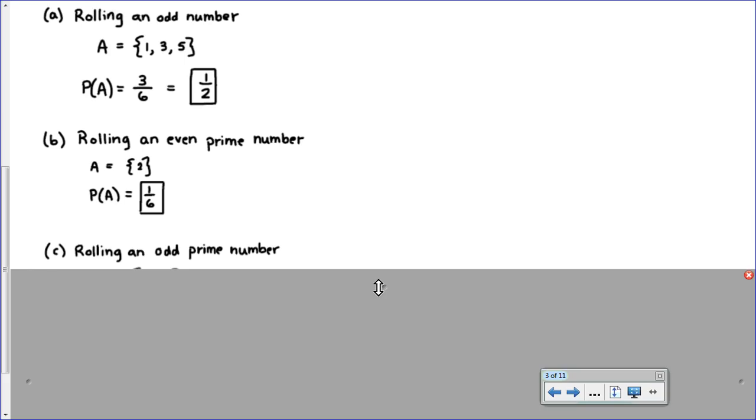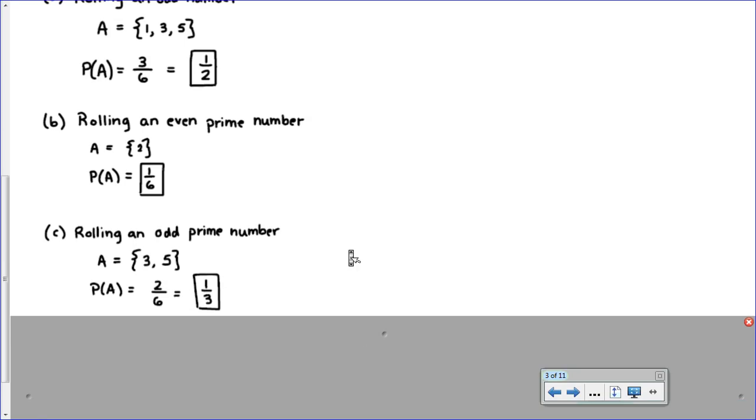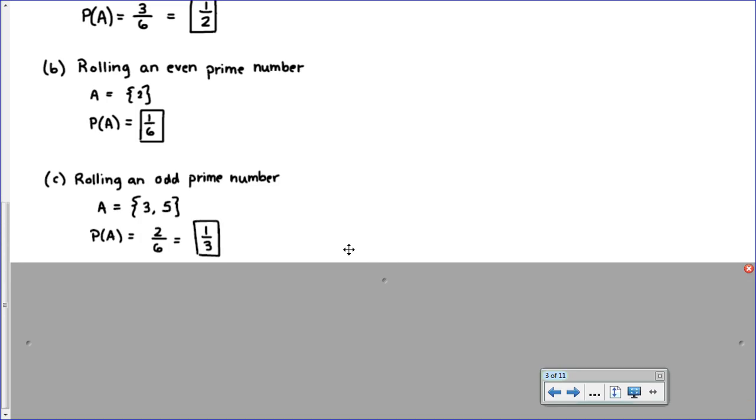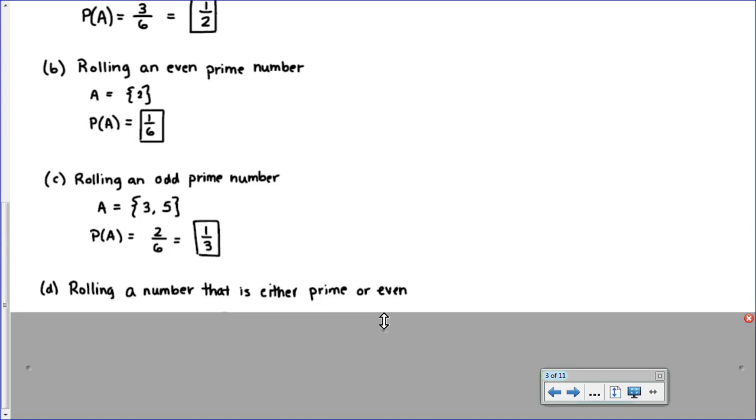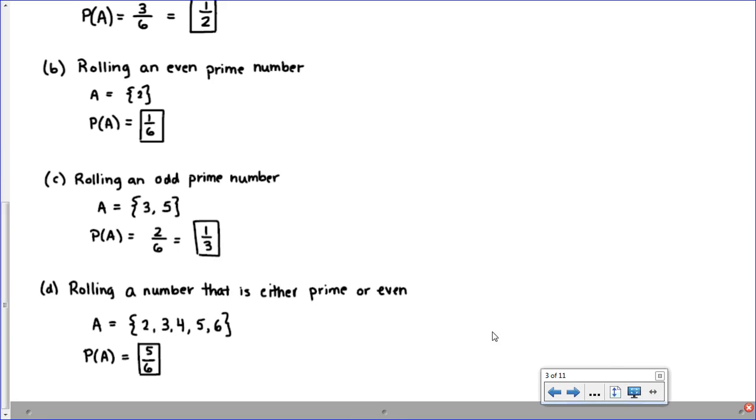Probability of rolling an odd prime number. So the odd prime numbers in 1 through 6 include just 3 and 5. 1 is not considered a prime number. And so there are 2 possibilities out of 6 for a probability of 1/3. And then the probability of rolling a number that is either prime or even. So this is a sort of a joint list of the primes and the evens that are in this set, because you're looking for the probability that the number you're looking at on the dice is either a prime number or an even number. So that could be a 2, 3, 4, 5, or 6. So a final probability of 5/6.